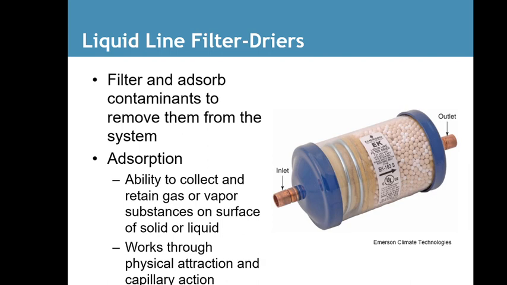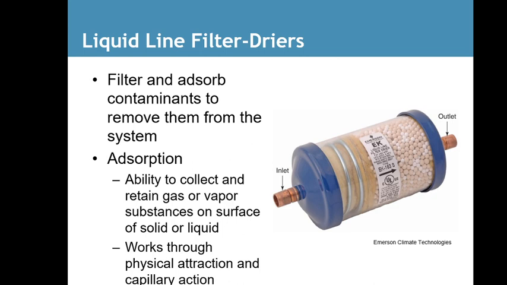Liquid line filter dryers filter and absorb contaminants to remove them from the system. Absorption is the ability to collect and retain gas or vapor substances on the surface of solids or liquids. It works through physical action and capillary action.